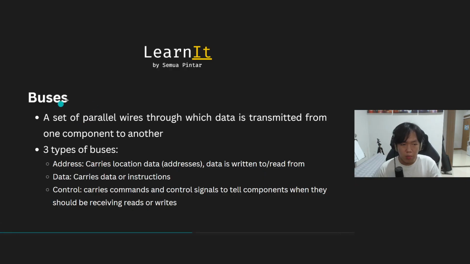So now, what are buses? As I said before, buses are a set of parallel wires through which data is transmitted from one component to another. So it is basically the transfer of data from one part of the hardware to another. There are 3 types of buses. The first is the address bus, the second is the data bus, and the third is the control bus. The address bus, as per its name, carries the address. The data bus carries the data or instructions, and the control bus carries commands and control signals to tell components when they should be receiving reads or writes.